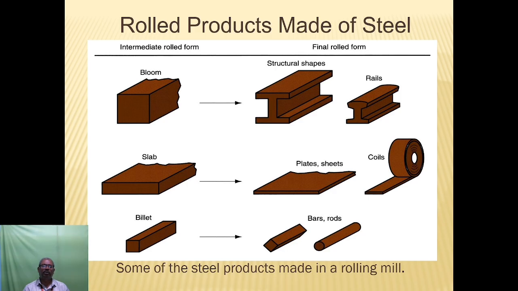So this picture shows how the rolling products are made from steel. On the left side, bloom, slab, billet. These are the raw materials for the rolling process. On the right side, the structural shapes and rails are made from blooms. If you want plate, sheet and coils, you have to use slabs, and billets can be used to produce bar and rods.